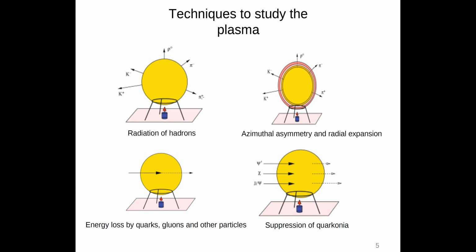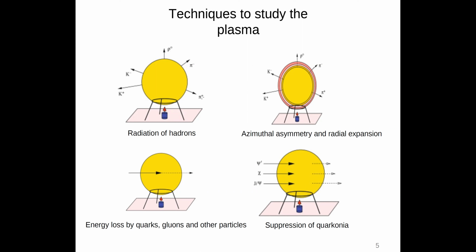So one is the radiation of hadrons, that is, you measure different hadrons: kaons, pions, protons, etc. You measure their yield, and measurement of their yield gives you information about the chemical freeze-out temperature and chemical freeze-out baryon chemical potential. Similarly, if you measure their pT spectra, they give you information about the kinetic freeze-out temperature and the velocity of the medium at this kinetic freeze-out point. Then, if you measure the azimuthal asymmetry of these hadrons, you learn about the degree of thermalization or about the collectivity of the expanding medium.